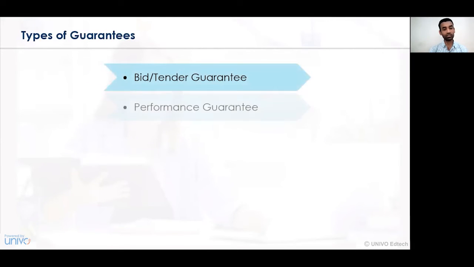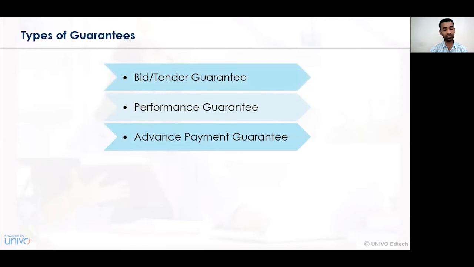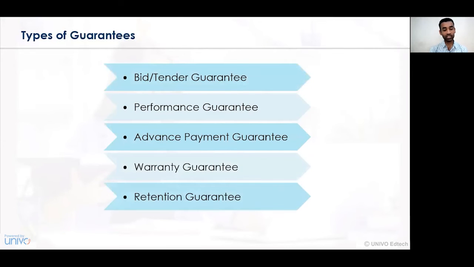That is the bid or tender guarantee, the performance guarantee, the advance payment guarantee, the warranty guarantee, and the retention guarantee. A bid or tender guarantee is provided in an auction sale. When a particular auction is being undertaken and all the transactions or activities are set or pre-decided, any guarantee contract or promise given for the conduct of activity for the purchasing and selling in the auction is called a bid or tender guarantee.